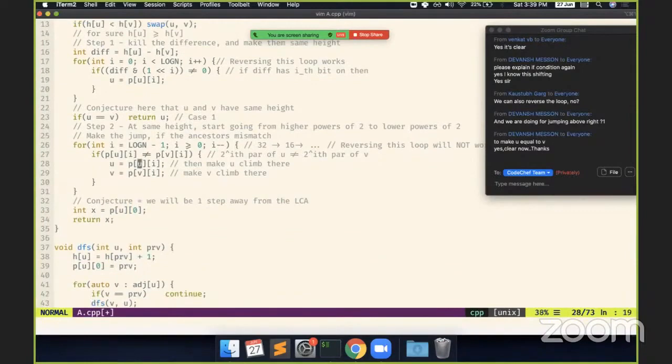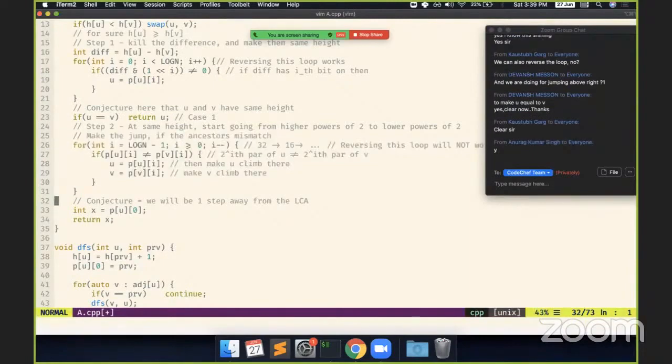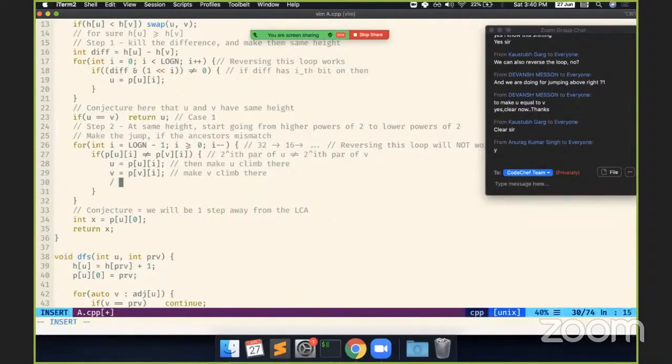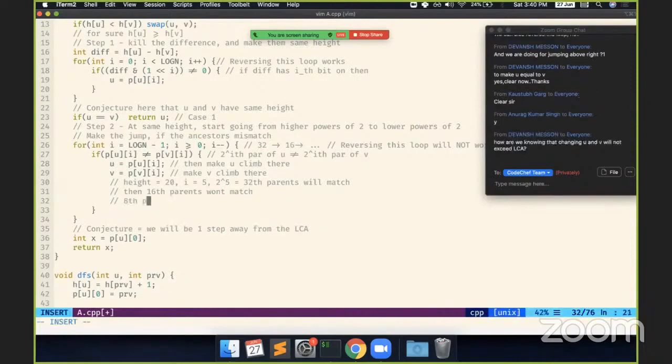Do people get this now? The second part, basically, I'm doing in decreasing powers of two. For each one, if the parents mismatch at that level, like the 2 to the power ith parents mismatch, then I climb that much up. So remember from the samples we were talking about, say the height difference was 20. Then when you try I equal 5, you have 2 to the power 5, 32. So 32nd parents will match. Then 16th parents won't match, so this condition will actually be triggered for 16th. Then 8th parents will match.